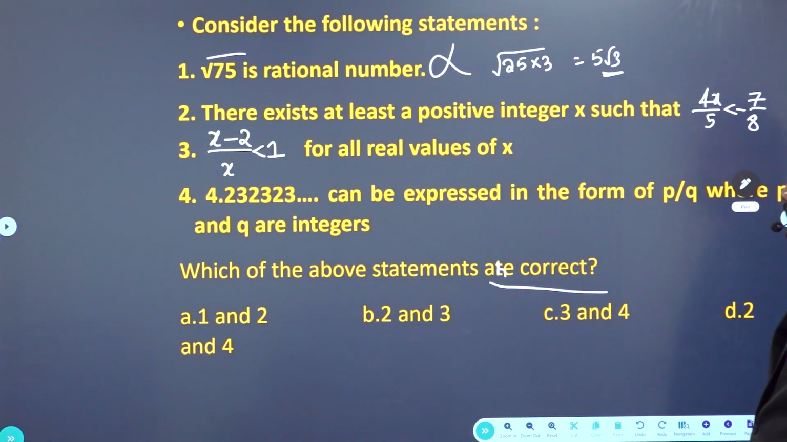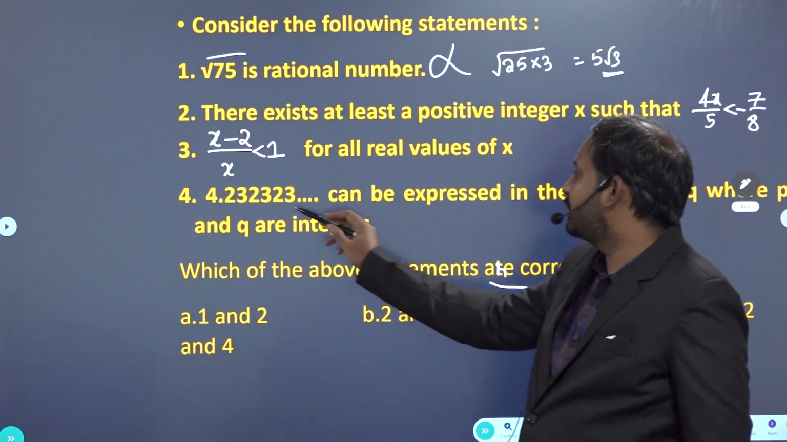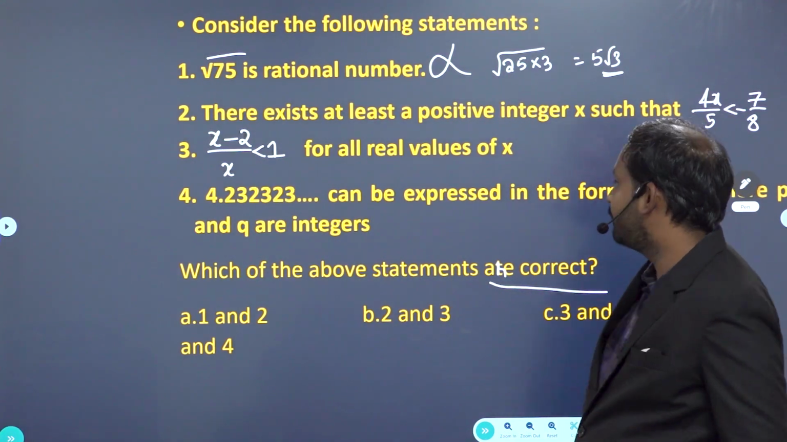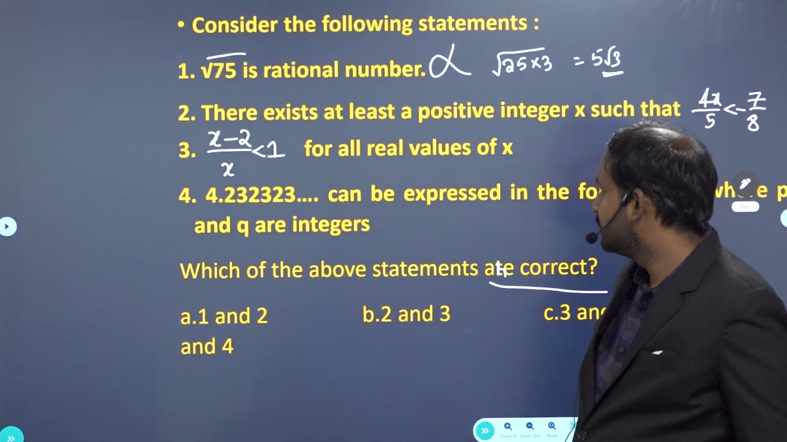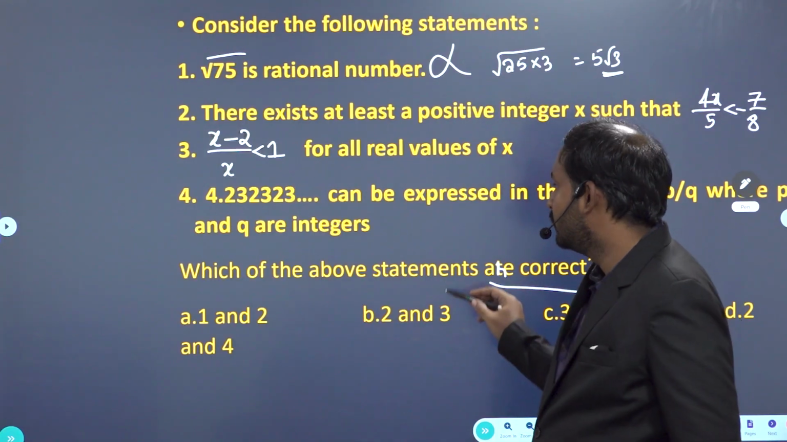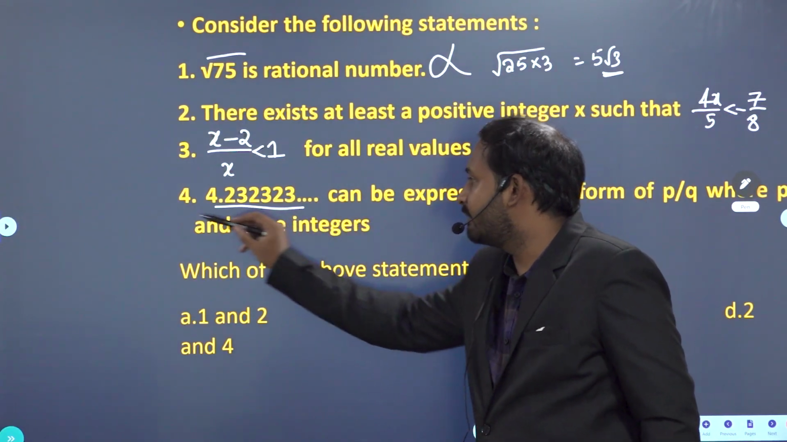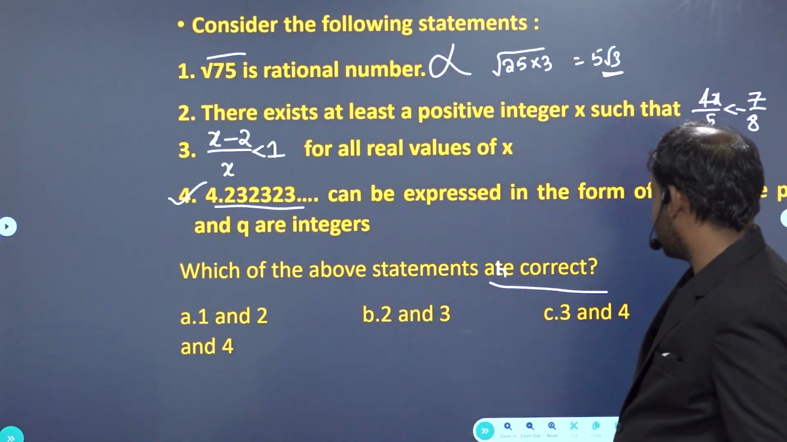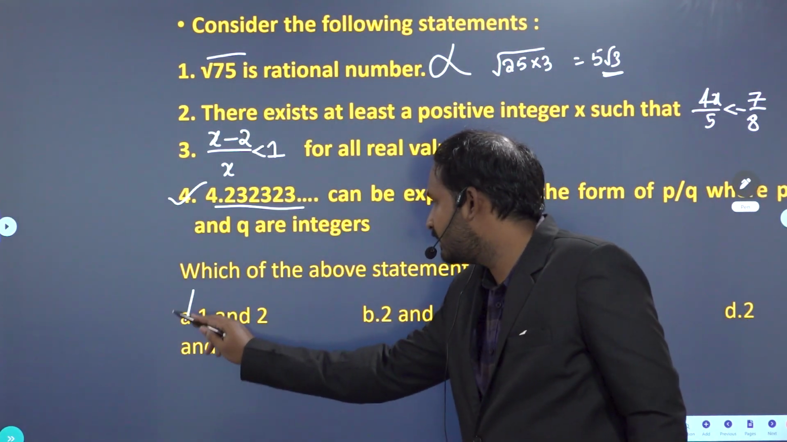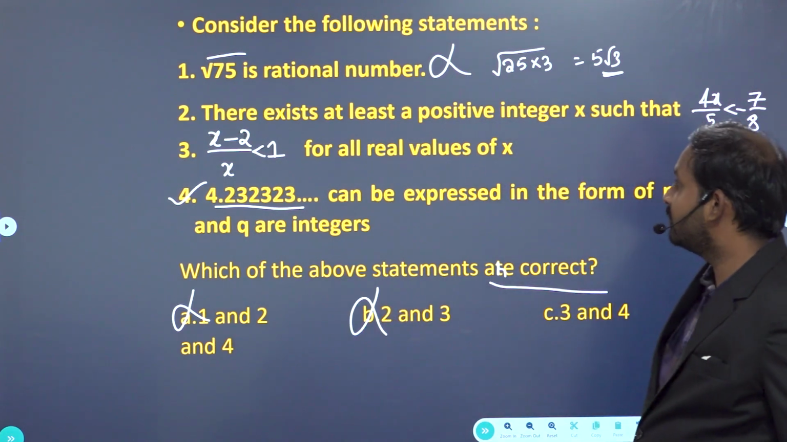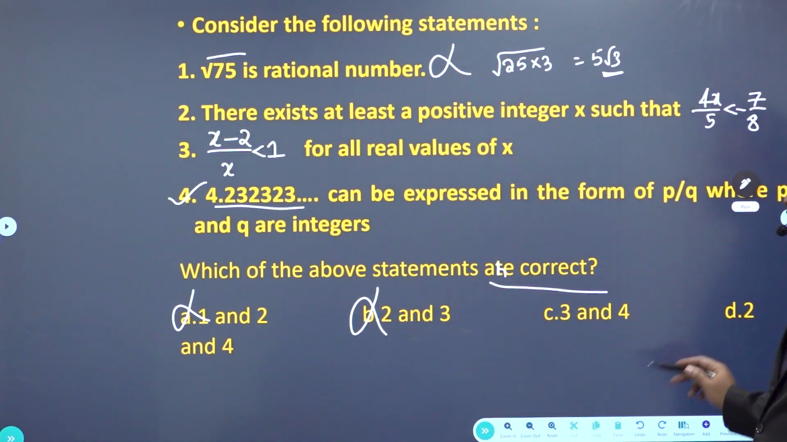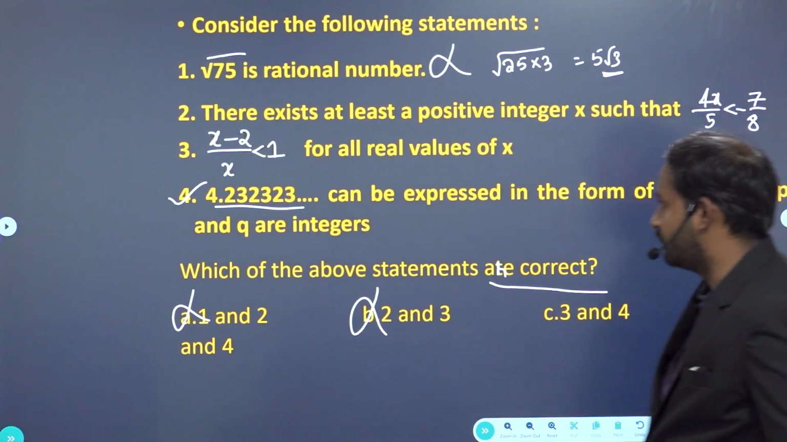Next. 4.232323 repeating can be expressed in the form of p by q, where p and q are integers. Yes, it can be expressed in the form of p by q. We already know that a repeating decimal can be expressed so. So this one is correct. Fourth one is correct. So from that, two options will be eliminated. A and B will be eliminated. Why? Because I don't have 4 in A and B. So there is only a chance for 3 and 4 or 2 and 4.